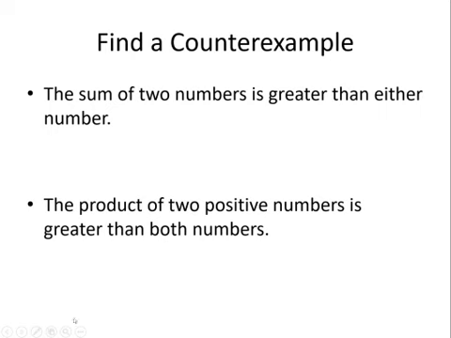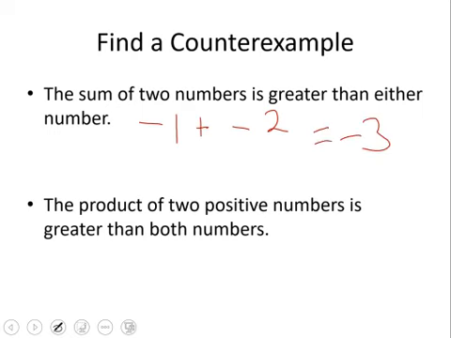Okay, so a counterexample for each of these. For the first one, the sum of any 2 numbers is greater than either number. If you do, let's say, -1 and -2, you add those 2 numbers together and you get -3. That number is not greater than either of them. So that would be an example of a counterexample.